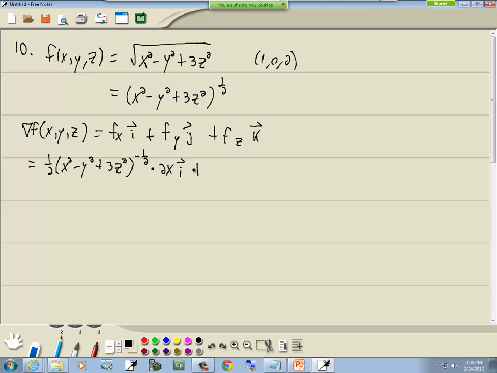i plus 1/2 x squared minus y squared plus 3z squared to the negative 1/2, same reasoning, times the derivative of what's inside the parentheses with respect to y. Well, the x squared drops away, the 3z squared drops away, and the derivative of negative y squared is negative 2y. j plus 1/2 x squared minus y squared plus 3z squared to the negative 1/2 times the derivative of what's inside the parentheses with respect to z. We're taking the partial with respect to z, so the derivative of 3z squared is 6z.